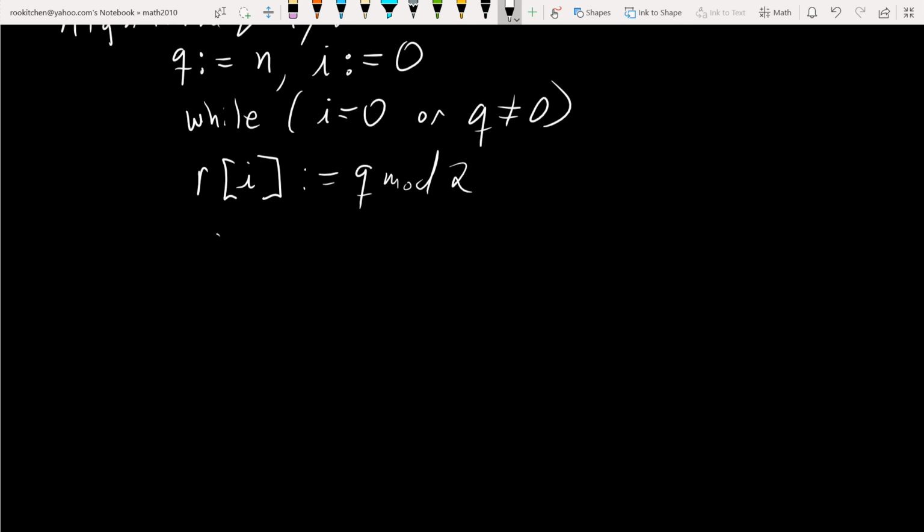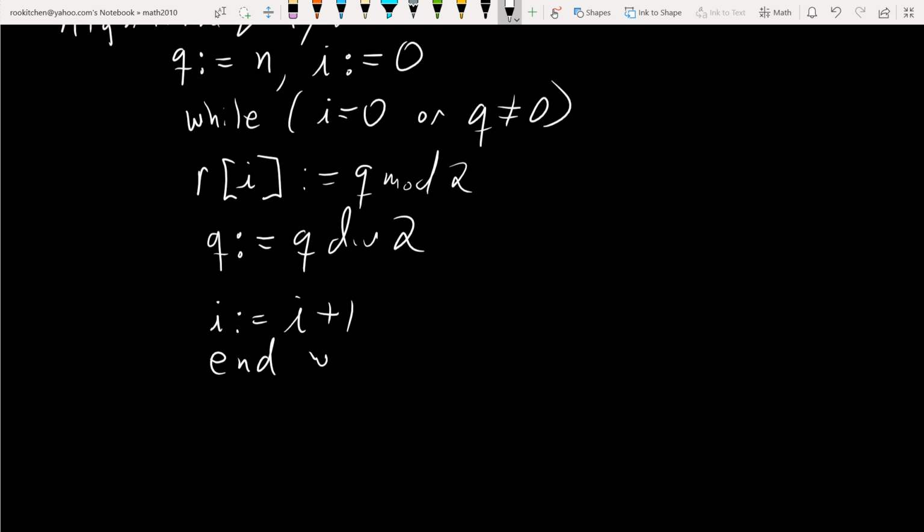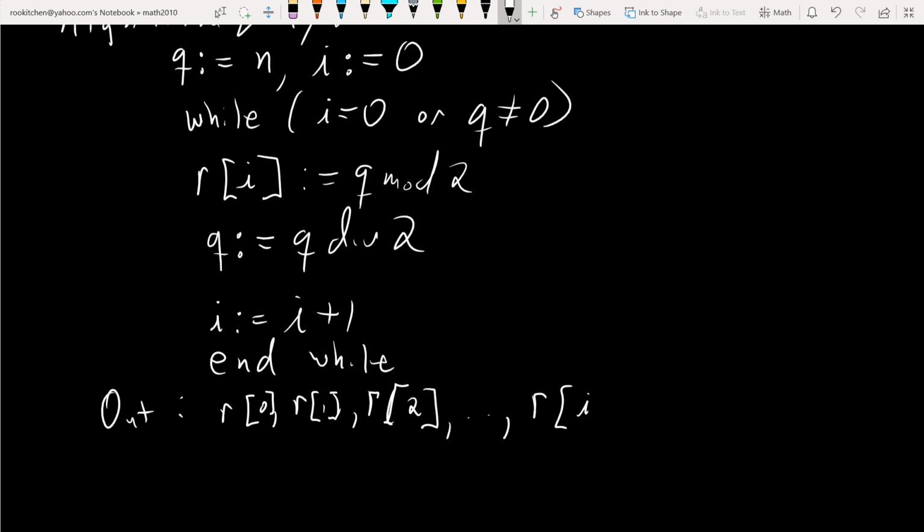And then q we're going to replace with q div 2. And then we increment i and keep repeating until q goes to 0. And then the output is that array, which is just a list of numbers, right? So it'd be R0, R1, R of 2, all the way up to R of i minus 1.